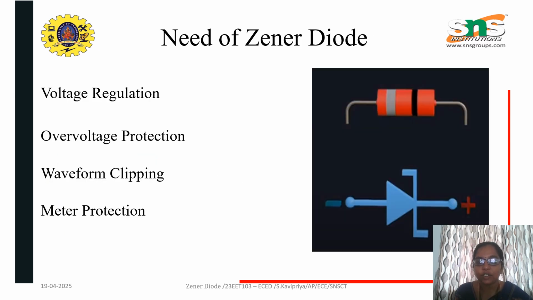First, what is the need for the Zener diode? Wherever voltage regulation is required, we go for the Zener diode. Zener diodes are useful for over voltage protection and for clipping a certain part of the waveform from the entire waveform. And wherever meter protection is required, Zener diodes are widely used.